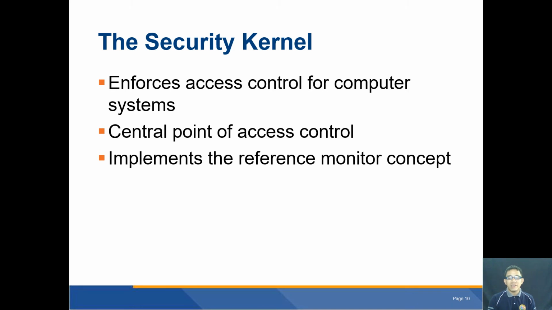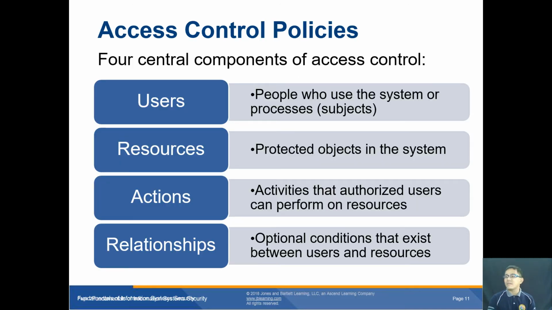Access rights are set according to the policies of your organization. So the kernel allows or denies based on the defined access rules. Access control policies. So we have four central components of access control. First, we have the users, the resources, actions, and the relationships.